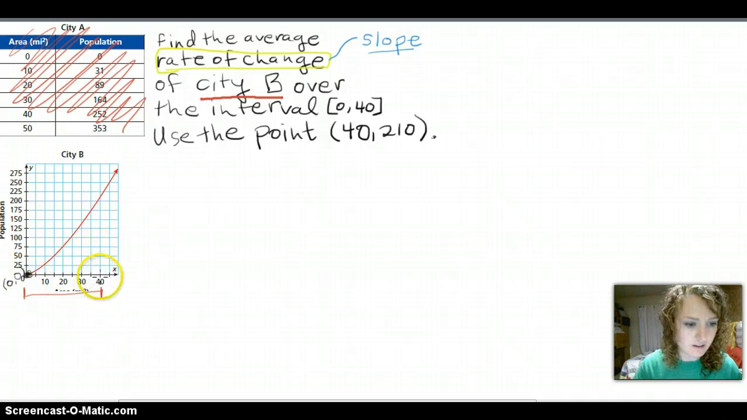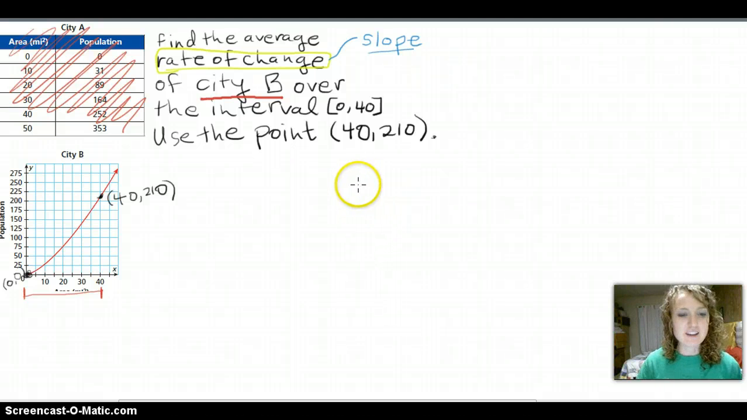And then at the end of our interval, our point is, it tells us here, it's kind of hard to see because the graph is so small. To be exact is tough, but it says use the point 40, 210. So it let us know that when x is 40, then y is 210. Which was nice of them. Alright, so we've got our interval, we've located our endpoints of the interval, and now we need to find what the rate of change is.